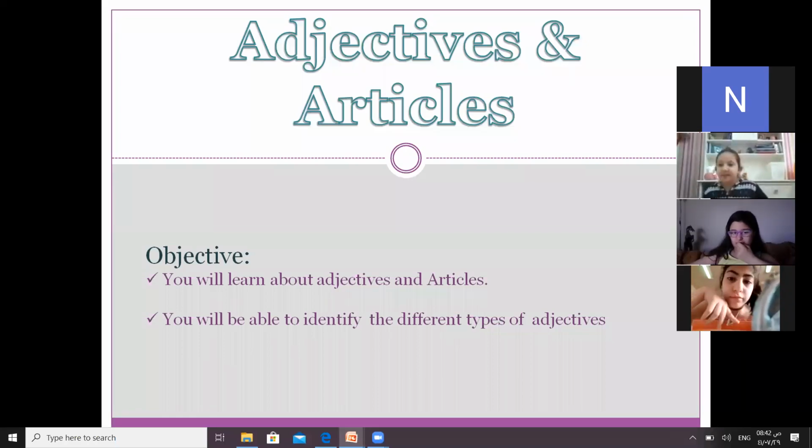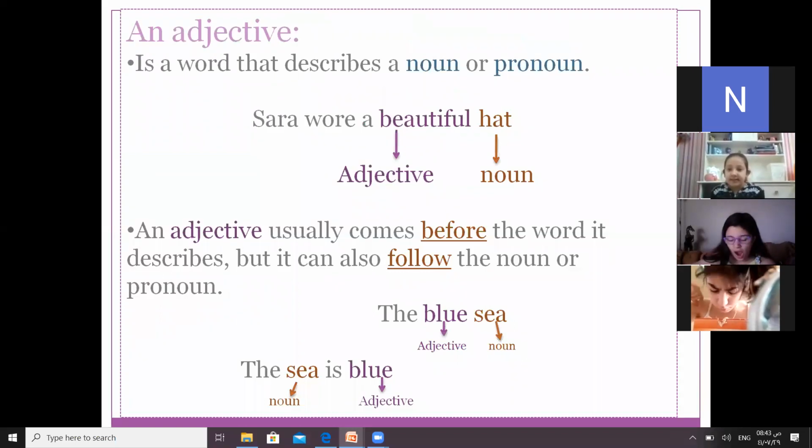Today our lesson is about adjectives and articles. Today we will learn about adjectives and articles. Also, you'll be able to identify the different types of adjectives.